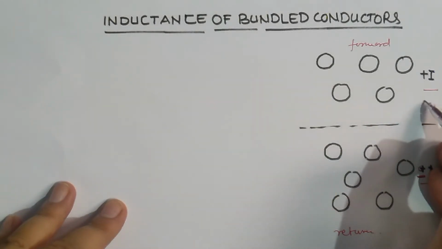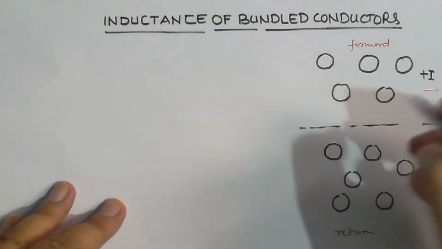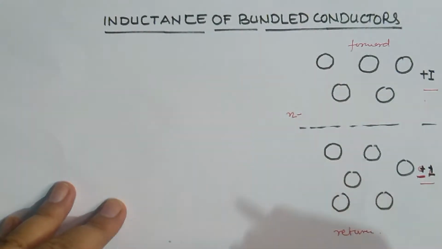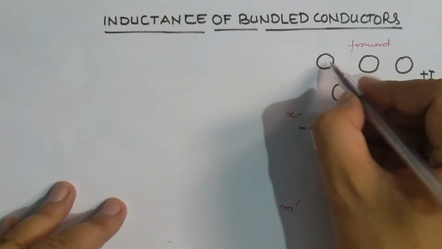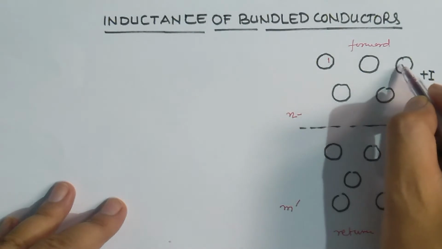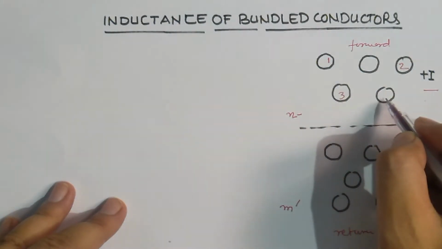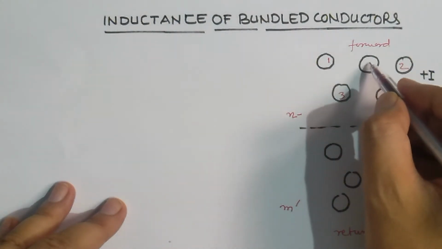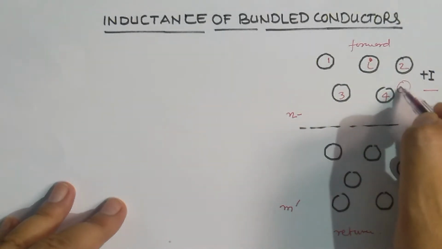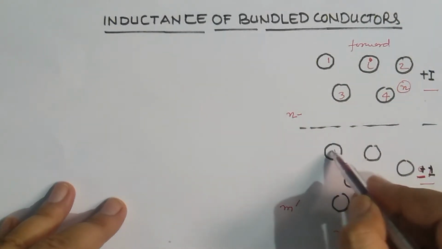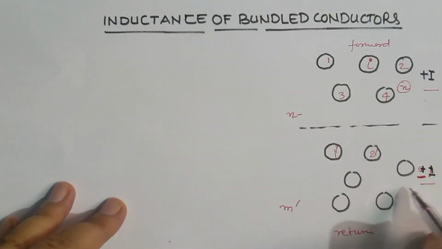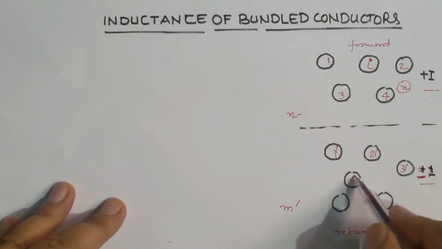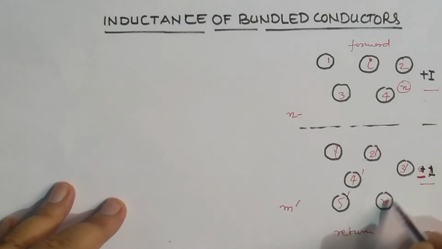Now this forward path is split into n number of conductors. So it has n conductors. And this return path is split into m dash number of conductors. So these conductors are, suppose, 1, 2, 3, 4, and this is conductor, suppose, i, and this is conductor, suppose, n, and this is 1 dash, 2 dash, 3 dash, in this way 4 dash, 5 dash and m dash.